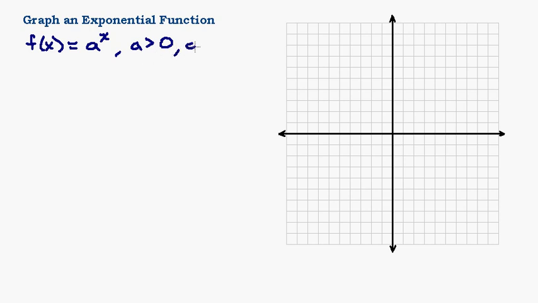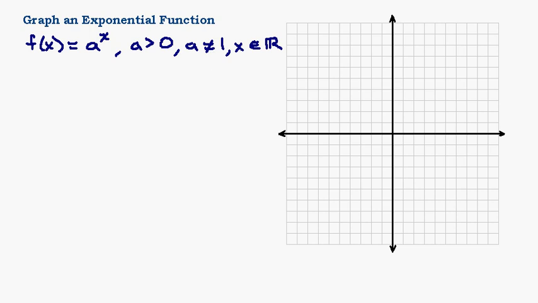We also don't want a to be 1. If a is 1, then any number we put in for x, 1 to any power, is just going to be 1. So we end up getting just a line, a horizontal line, and that's not what we want either. That doesn't really classify as an exponential function. And as far as x goes, x can be any real numbers, and this notation means x is an element of the real numbers. So x can be anything. A, we want that to be positive, but not 1.